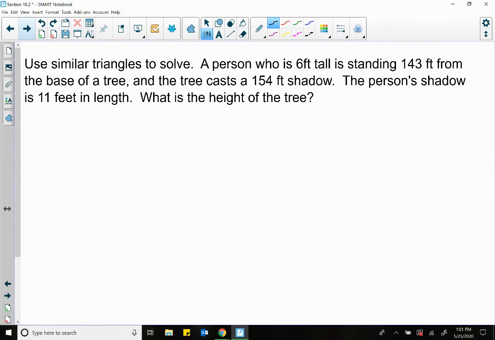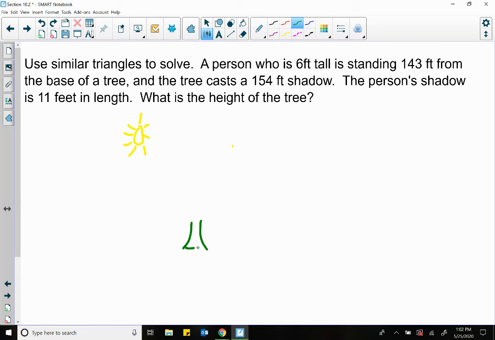But what we would use is indirect measurement. We measure some things from the object, like their shadows, and we can measure our own personal shadow. What's interesting is that when you are dealing with this kind of situation, the sun hits all of us at the same angle.